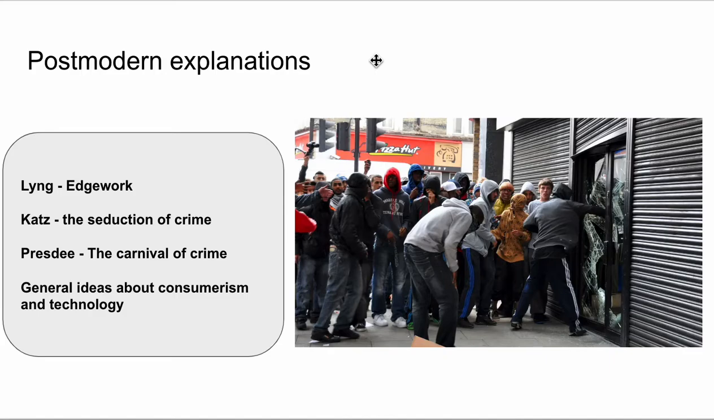Also, postmodern ideas about consumerism and technology, I think, can be used to explain the riots as well. If you look at the places that were looted, it was consumer items. That's what people were going after: phones, clothes, shoes, those things. And technology was used in the riots. BlackBerry at the time, Twitter, messaging services, those kinds of things were used, and the media picked up on that. So I think postmodern ideas are useful here as well.